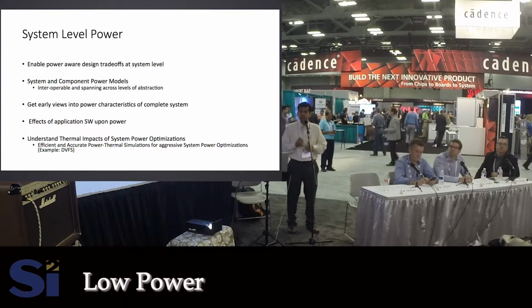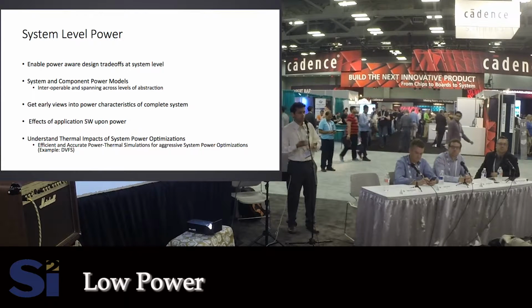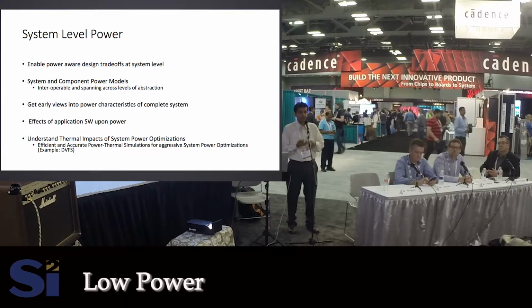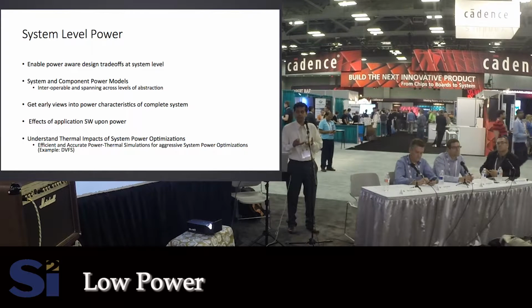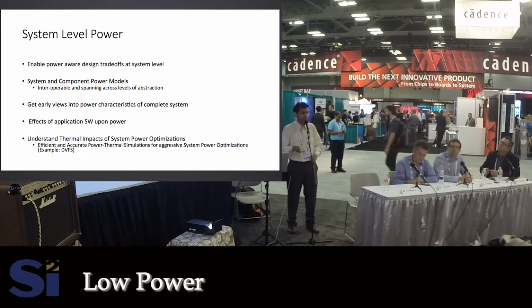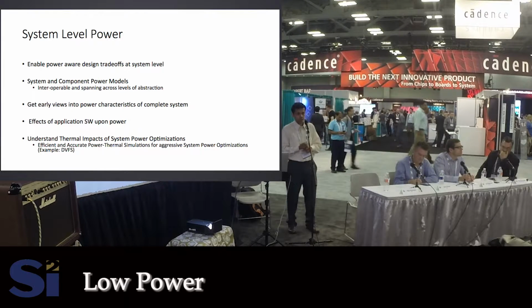And the key part of it is getting the power model in place for the system and all the components that make up the system. That's a very key aspect. And these models should be interoperable, right? If someone gives me a model and I have a system with IP from vendor A, vendor B, and my own IP, I should still be able to do trade-offs at the system level with these disparate sets of IP sources, right?